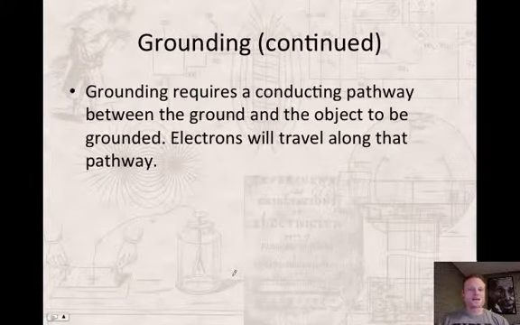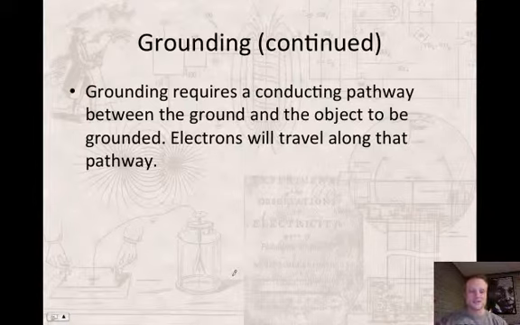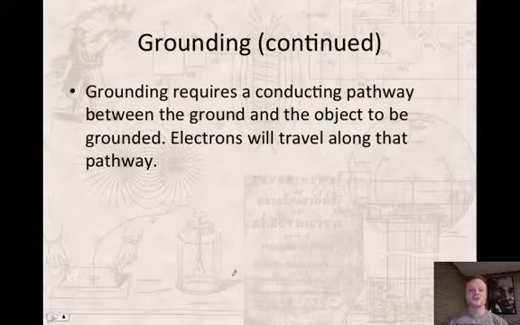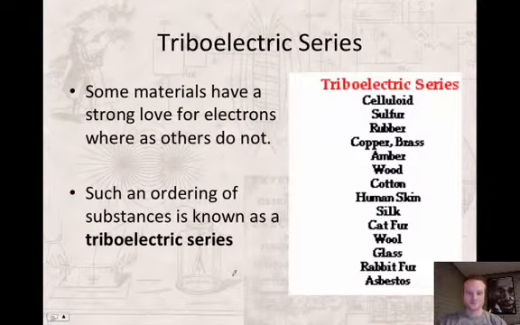Now, for grounding to work, a conducting pathway between the ground and the object has to exist. If you have a lightning rod on your roof and it doesn't connect to the ground, say it stops 10 feet before it can actually go into the ground, well, that's not going to work. You need a path for those electrons to travel from the rod all the way down to the ground. So you must have a pathway for the electrons to travel. That's just a little background information on grounding, because I'll refer to that as we're charging objects today.